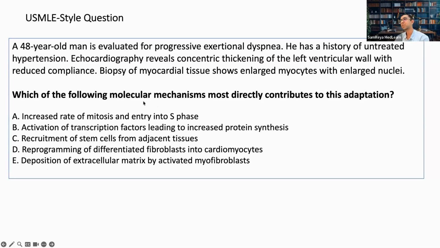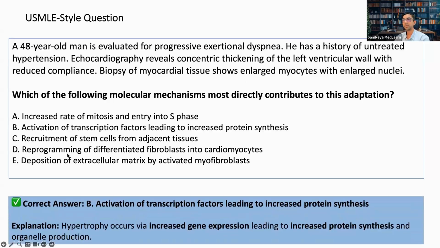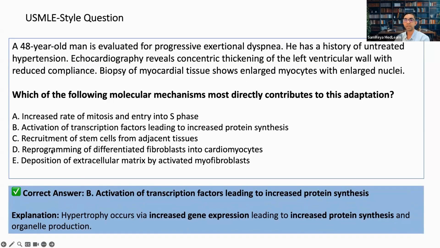Okay. If you have figured it out by now, this is basically hypertension. Hypertension leads to cardiac muscle cell hypertrophy. Now we need to pick which option fits best and explains the mechanism of hypertrophy. I think if you were listening carefully, you would have picked the right answer. The right answer is option B, which is activation of transcription factors leading to increased protein synthesis.